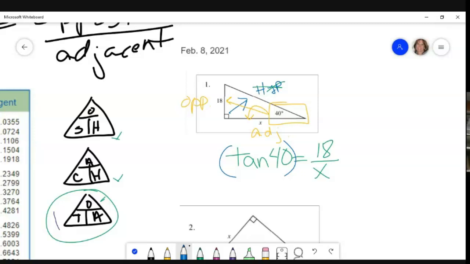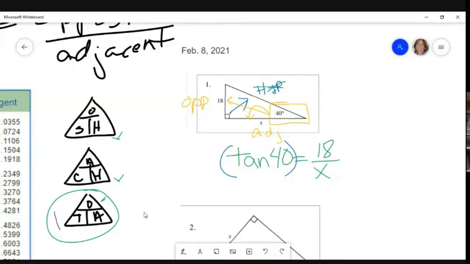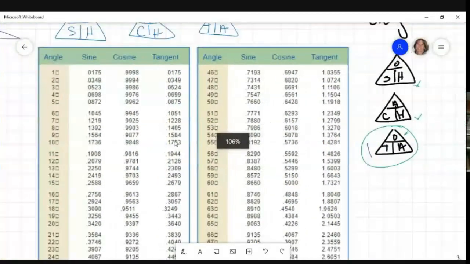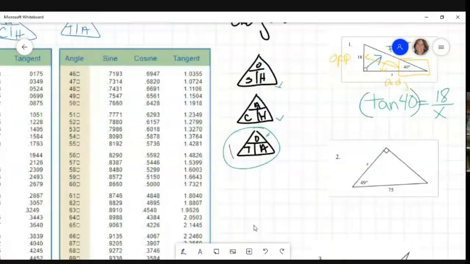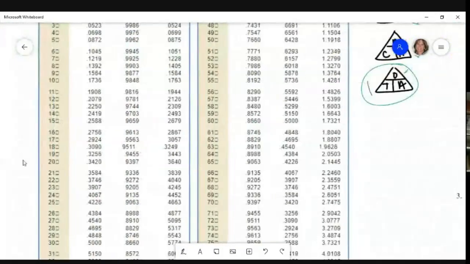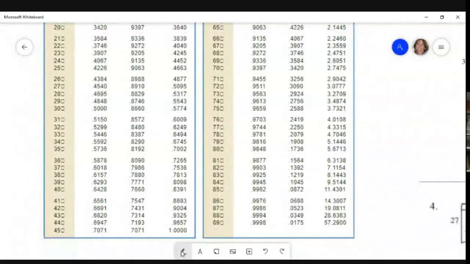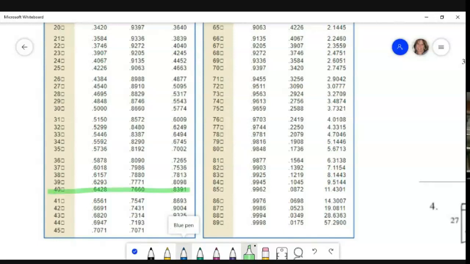So I have the tangent of 40. What I could do is go over to my table here. As you can see at the top of the list, we have our angle measurement, our sine, our cosine, and our tangent ratio value. Our angle measure here was 40. So we're going to go down and look for the angle measure of 40. So here it is. We have 40 here. Now again, remember it's sine, cosine, and then tangent. So our tangent value is 0.8391.